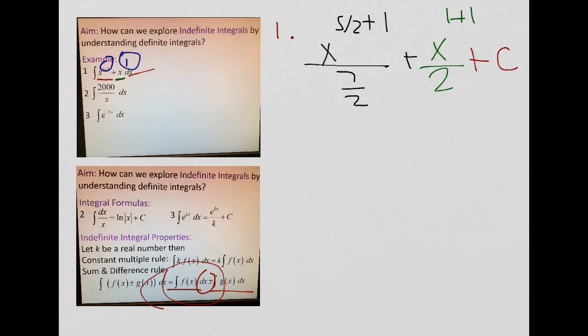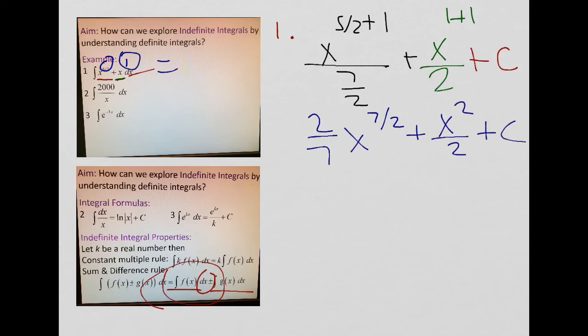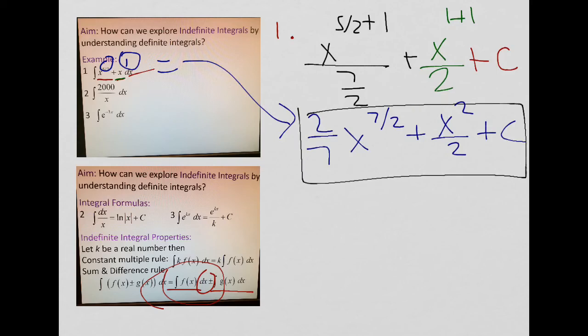Now to simplify it, we're dividing by these fractions, so be careful. Remember, keep, change, flip. It's going to be 2/7 x to the 7/2 power plus 1/2, or you can keep it as x squared over 2, plus c. So this is the answer for number 1. Make sure that you have it down. I'm going to go to number 2.